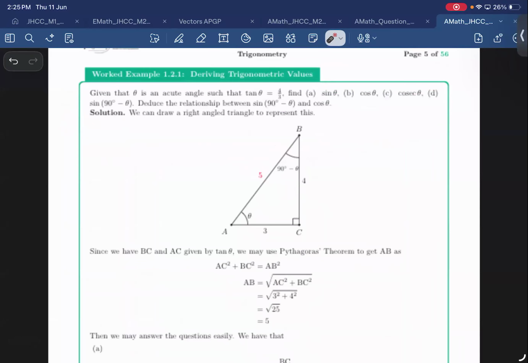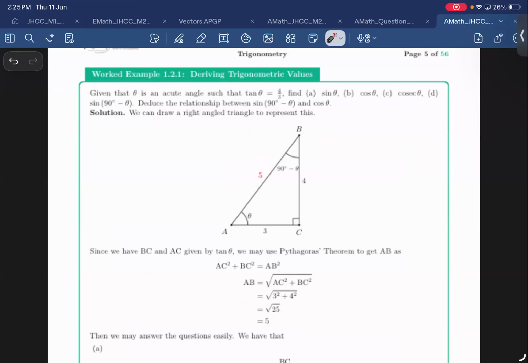Next, when we are given a triangle, we can use the trigo ratios that we are familiar with in a right angle triangle. Given that theta is an acute angle such that tangent theta equals 4 over 3, I'm asked to find sine theta, cosine theta, cosecant theta, and sine of 90 degrees minus theta. And lastly, deduce the relationship between sine of 90 degrees minus theta and cosine theta.